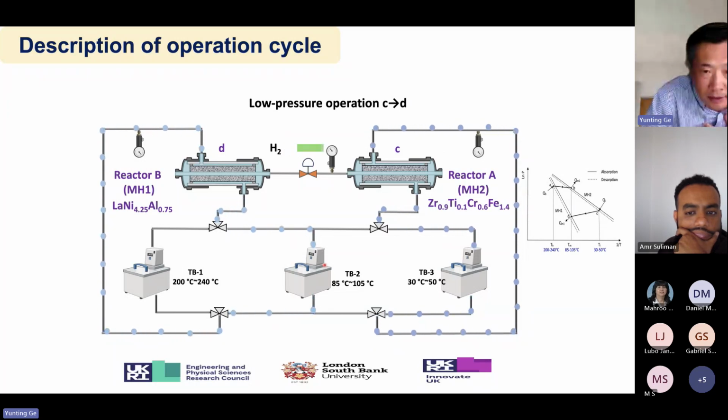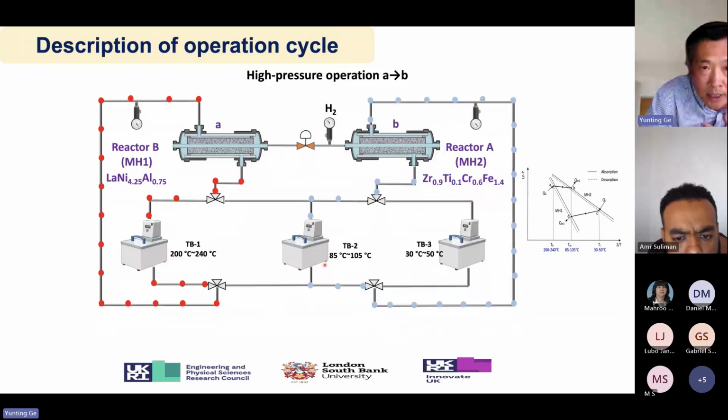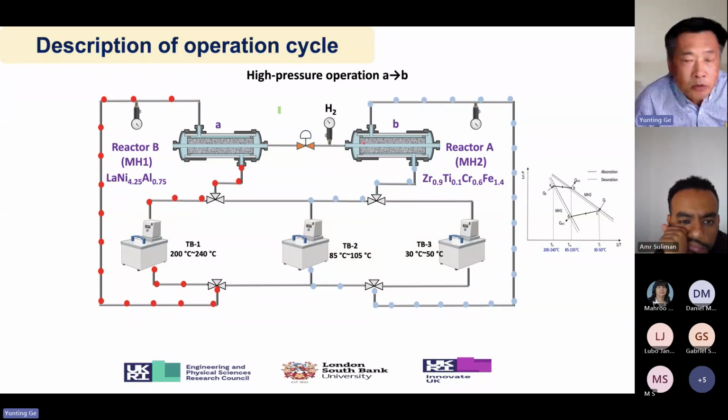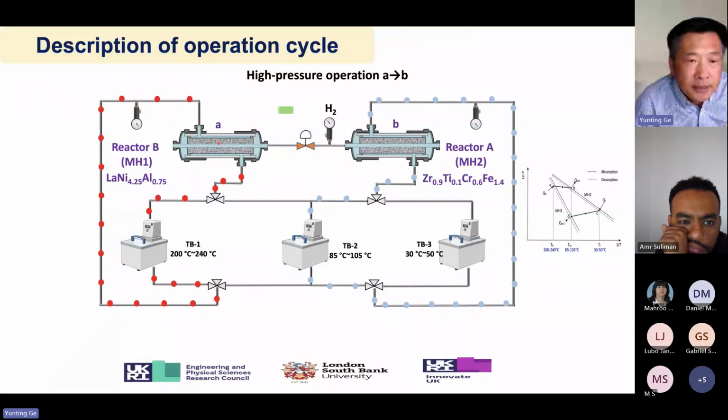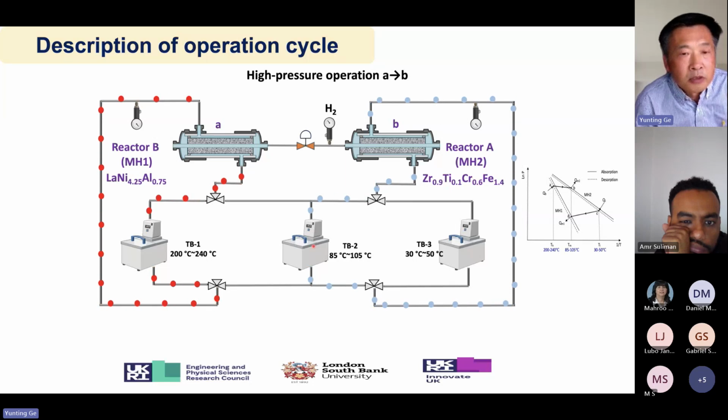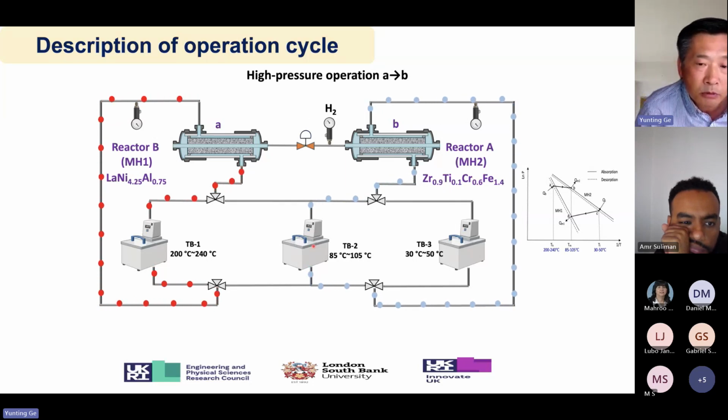There is another operation, which we call the high pressure operation, just the opposite. The hydrogen from the previous operation is stored in the high temperature reactor, so we need to release it by adding the high temperature heat source, this is TB1. It heats up, and the hydrogen is released and absorbed by the low temperature reactor, and the heat is released to the medium temperature heat sink to produce the medium temperature heat output.